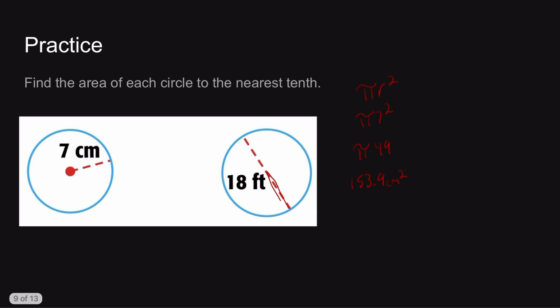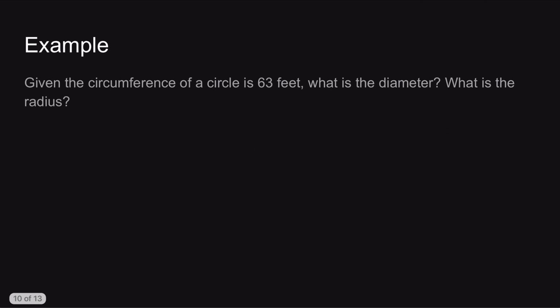The second one, they didn't give me radius, so I need to divide it by 2. So that halfway point right there would be 9 feet. So you get pi r squared, pi times 9 squared, pi times 81. 3.14 times 81 gives me 254.34. So that'd be 254.3 feet squared. Remember, if you're using the pi button, you're getting a slightly different answer.